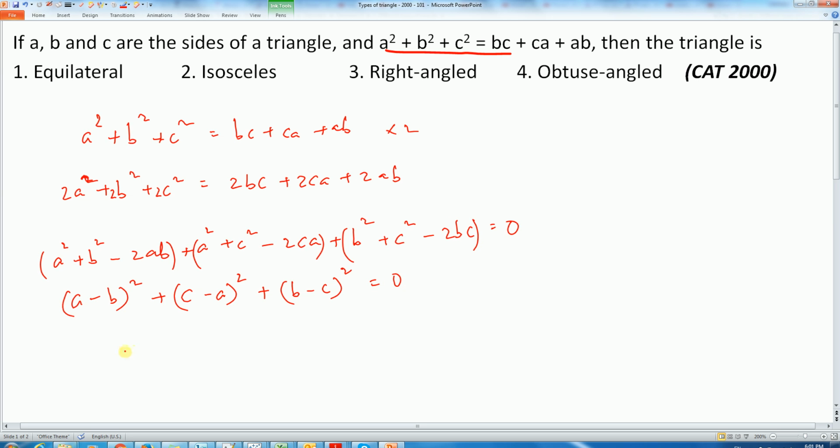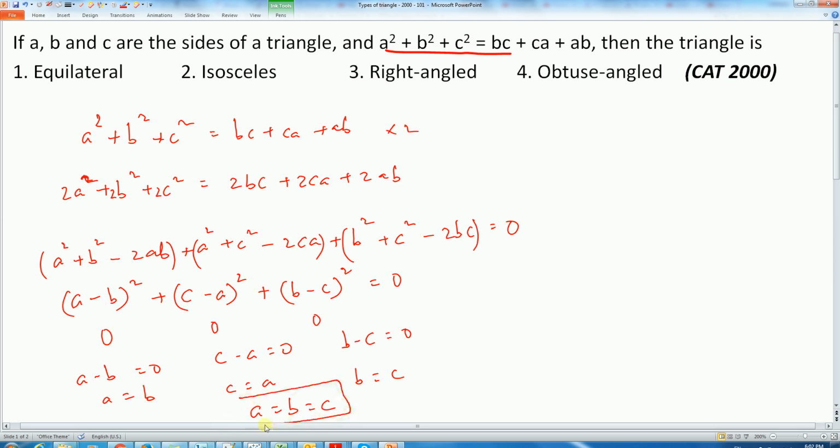This equals 0. Now the sum of three squares is 0. A square will always be positive, and the minimum value of a square expression can be 0. The sum of three positive quantities is 0 only when each of them is 0. So a minus b whole square should be equal to 0, or a equals b. Similarly c equals a, and b equals c. So from here I get a equals b equals c. It means it is an equilateral triangle, as simple as that.